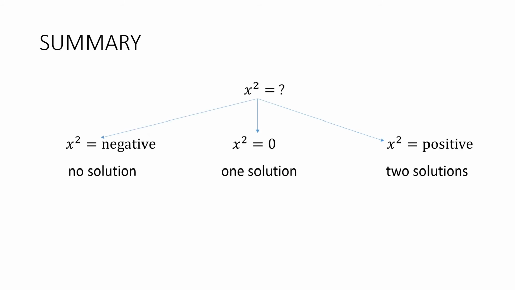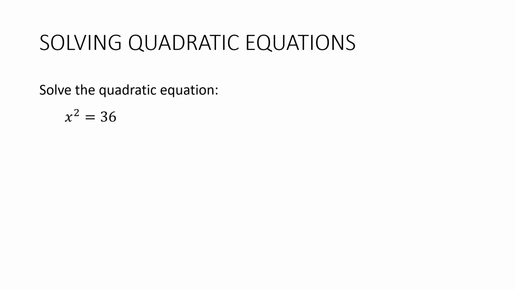So in summary, if we've got a quadratic equation, x squared equals some number, and the number is negative, there'll be no solution. If it's 0, there'll be one solution. If it's positive, there'll be two solutions. So let's see if we can put this all together. Solve the quadratic equation x squared is equal to 36.